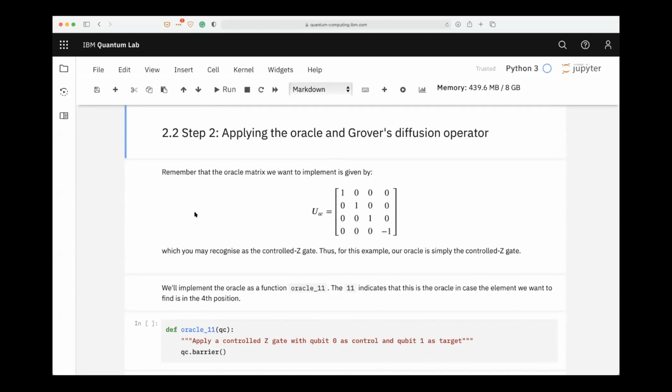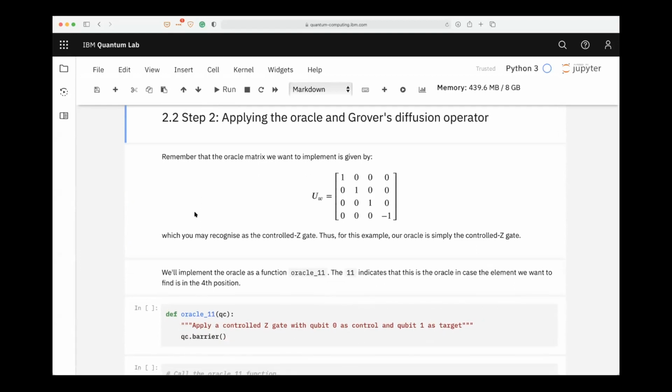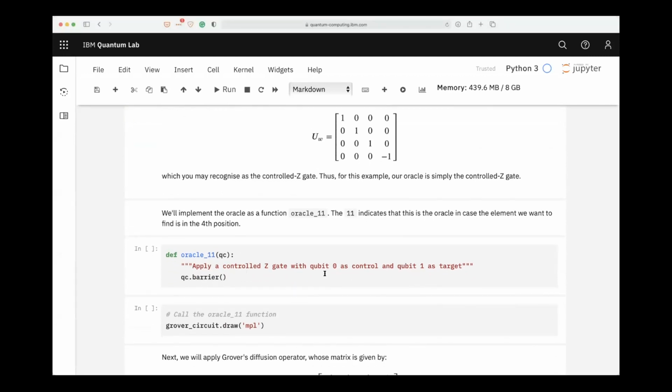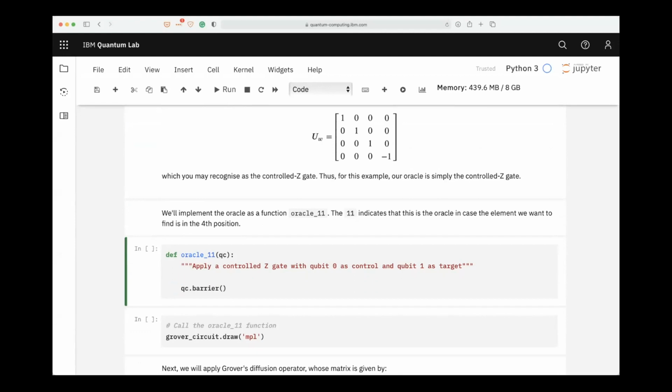All right, step 2 is the big one, applying the oracle and Grover's diffusion operator. So the oracle that we want to apply is this thing. And remember that that is just the control Z gate, right? To do the oracle, it's pretty straightforward. We just have to do a control Z. And if you remember, the way that we did a control X gate before was CX. And so the way we do a control Z is going to be CZ. And we're going to control on the 0 qubit and target qubit number 1.